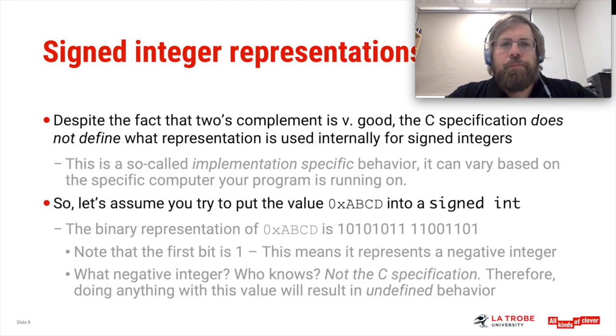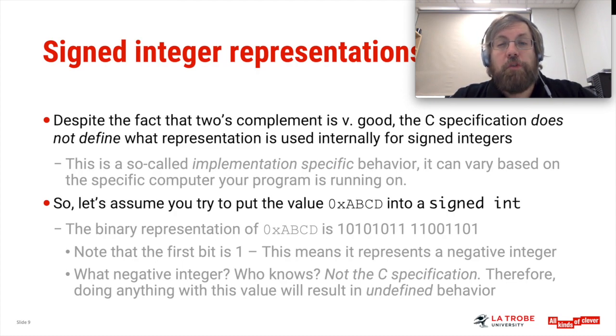So, signed and unsigned integer representation. Despite the fact that 2's complement is good in a lot of ways, the C specification does not define what representation is used internally for signed integers or signed chars. This is so-called implementation-specific behavior, and it varies depending on the specific computer your program will be running on.